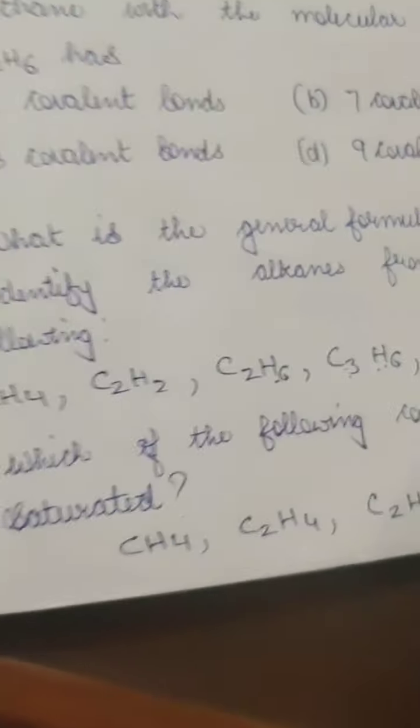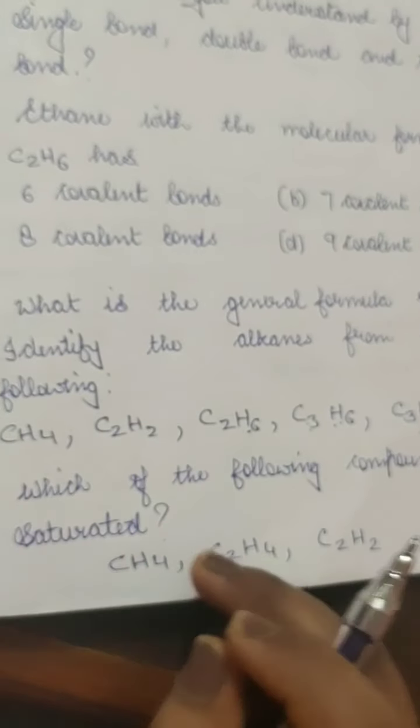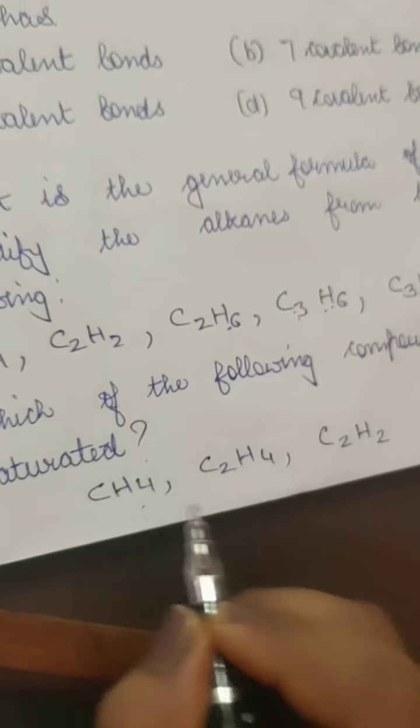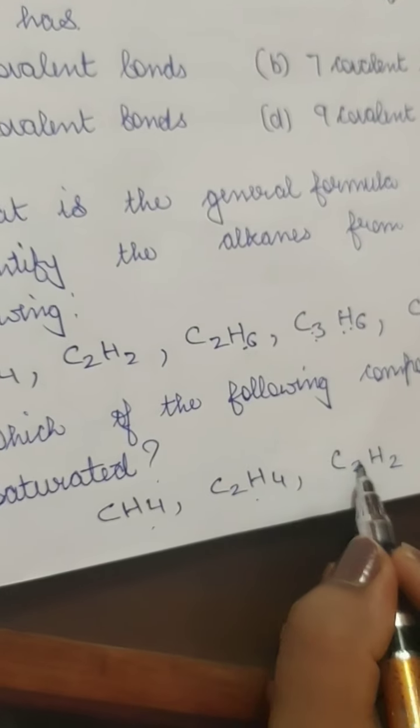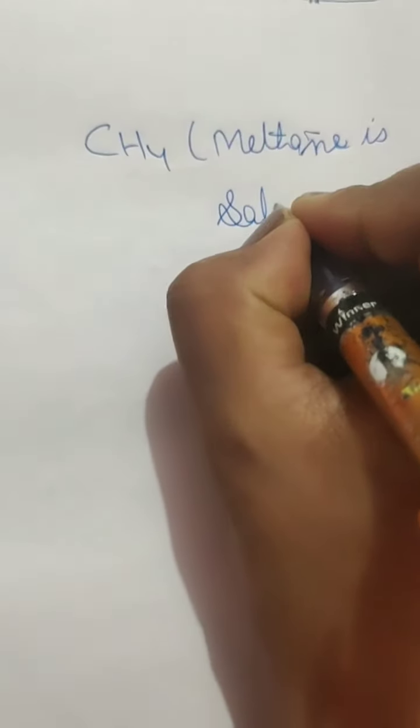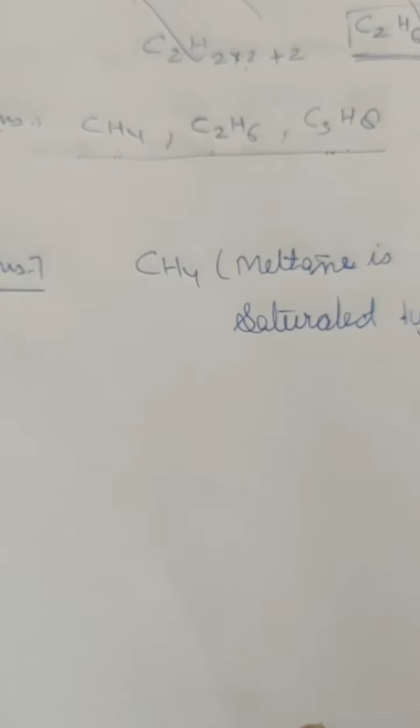Now next is, which of the following compounds is saturated? Saturated are those compounds which have single bonds in them, that is alkane. So here this is an alkane. C2H4 is not an alkane. C2H2 is also not an alkane. So only CH4. So answer number 7 is CH4, that is methane. Methane is a saturated hydrocarbon. Okay, so this is the answer of the last worksheet.